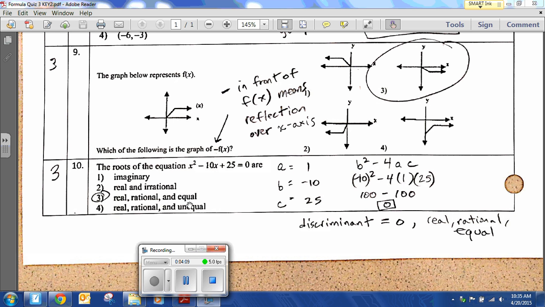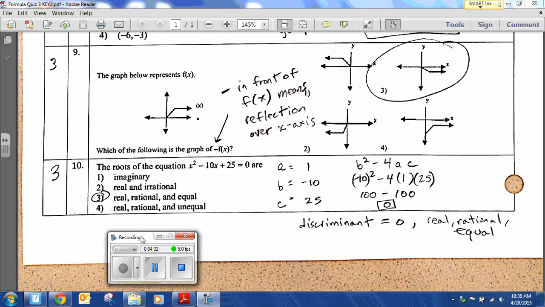Whenever you get a question like number 10, the roots of the equation are imaginary, real rational, real irrational, equal, unequal, you want to use the discriminant, b squared minus 4ac. Plugging in all the coefficients, we have 100 minus 100, we're left with 0. And remember, when the discriminant is equal to 0, the roots are real, rational, and equal. Best of luck with you.